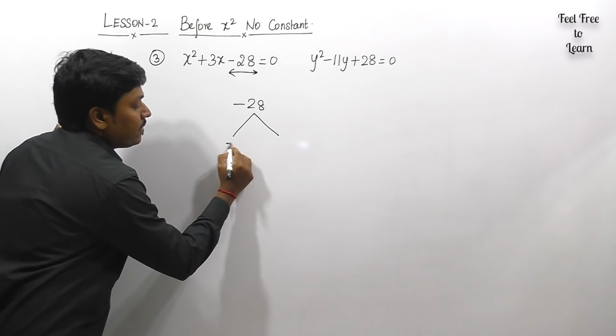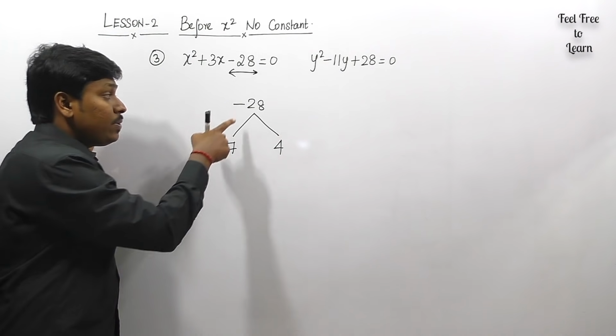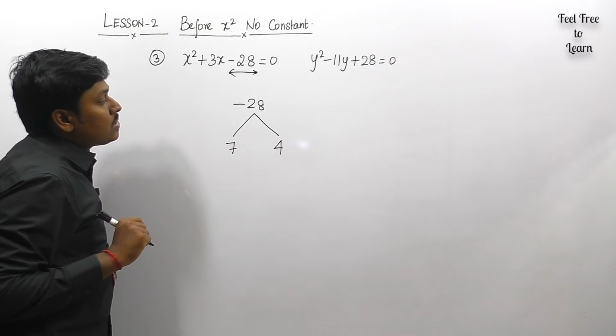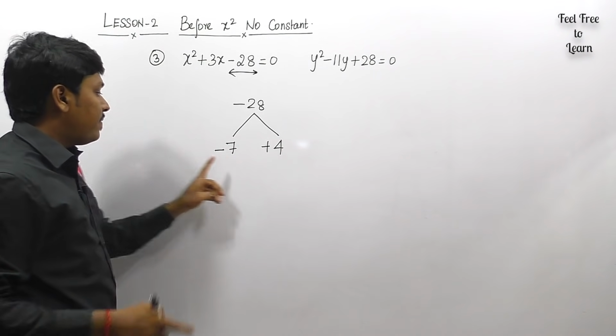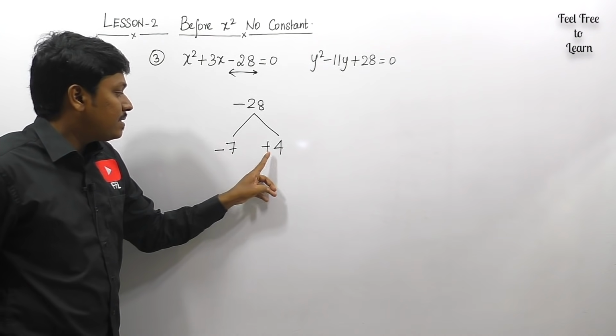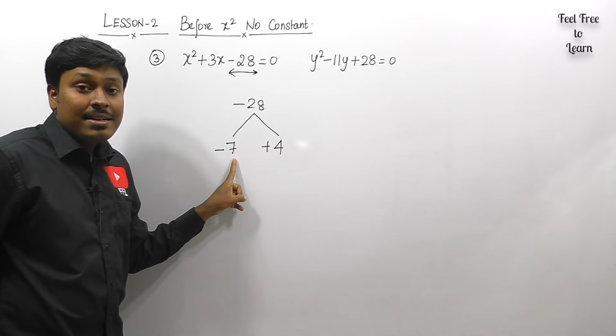I think 7 fours are 28, right? 7 into 4 will be 28. But multiplying we need to get minus 28. So let me do one thing, minus 7 and plus 4. So friends, listen carefully. When we multiply both the numbers, the resultant will be minus 28. But when we add both the numbers, the resultant will be minus 3.